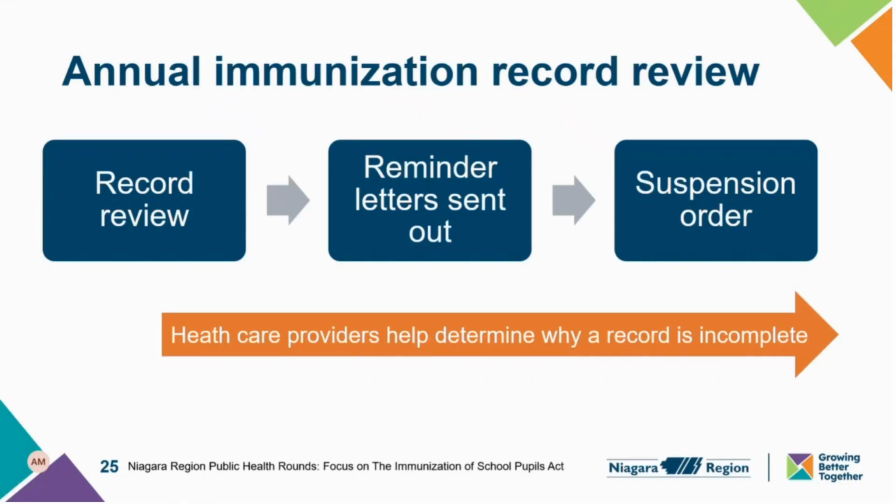ISPA also gives the local medical officer of health the authority to order the suspension of a student from school if they don't comply with the act. So families that continue to be non-compliant are issued a suspension order, and they're given time to update and submit their records before the suspension period begins. Throughout this entire process, healthcare providers play an important role in determining why a child's record is incomplete.